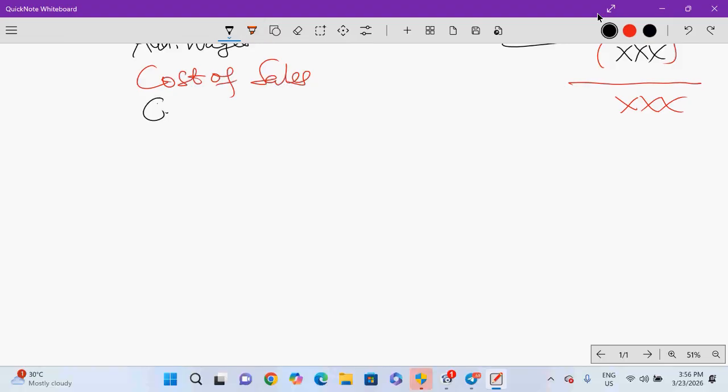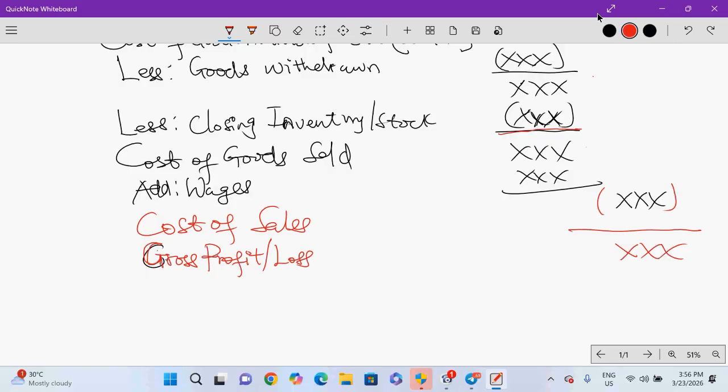Boss, please, question. With where we added the wages, way back in high school, sometimes you don't see wages and then you see something like warehousing expenses or something like that. How do you treat that one?